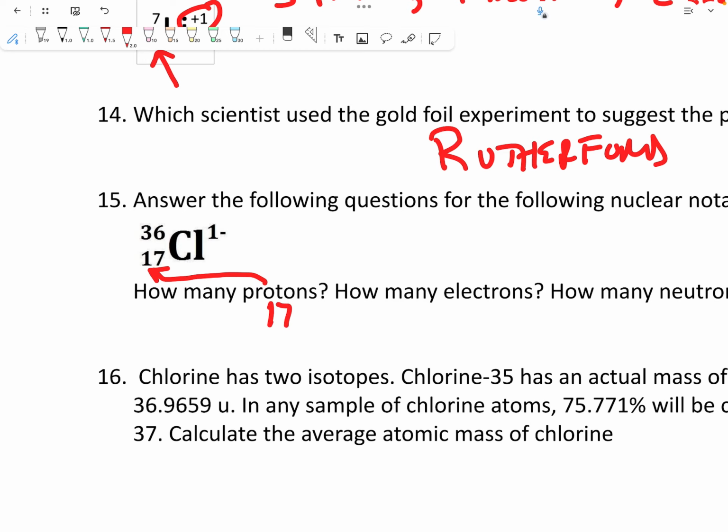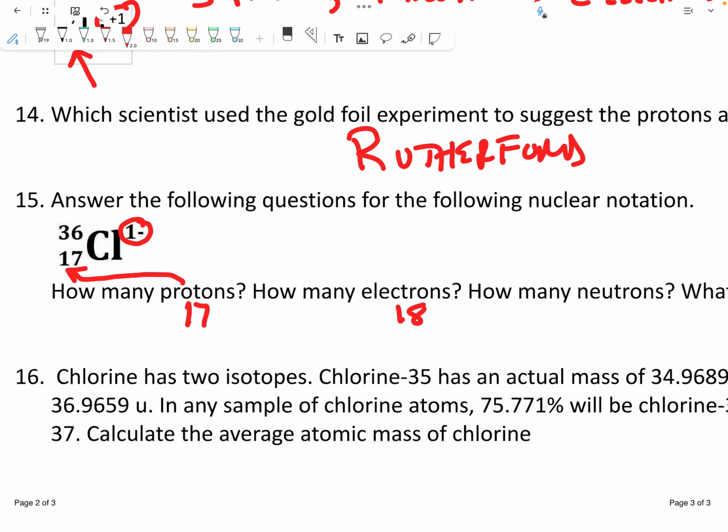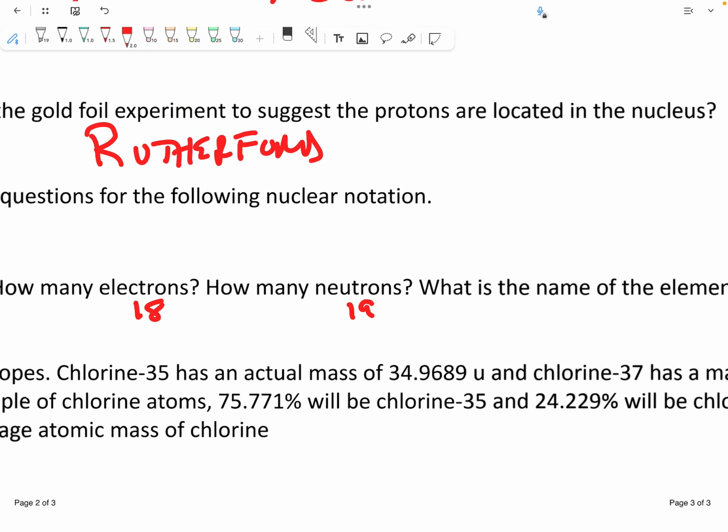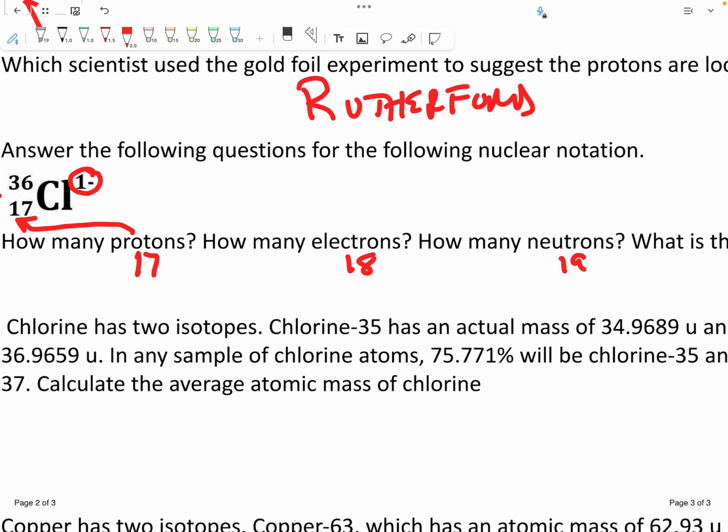Electrons. This means there's one more electron than there are protons. That means you're going to have 18 electrons. Okay, it's a negative ion. And how many neutrons? That's 36 minus 17, and that is going to be, what, 19? 19 neutrons, okay? What is the name of the element? Well, it's chlorine. It's a chlorine ion is what it is, okay?